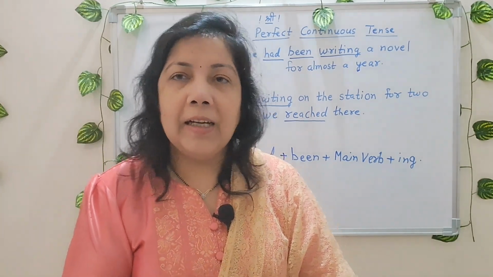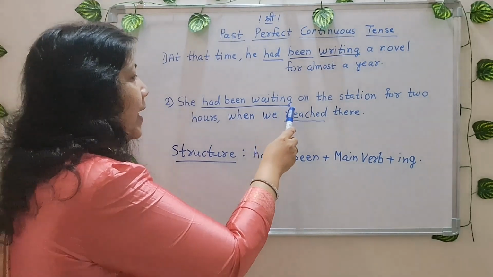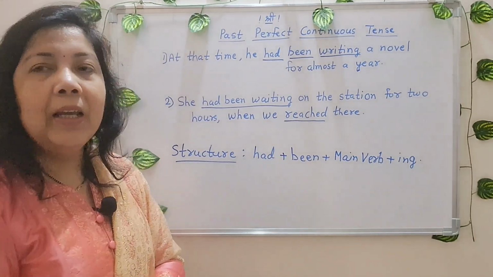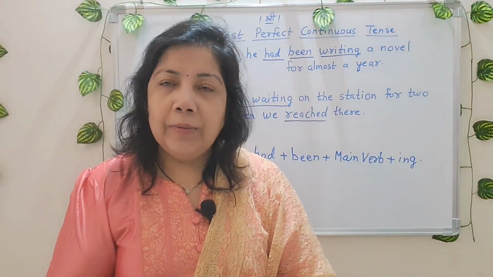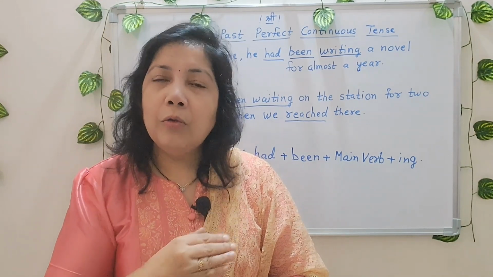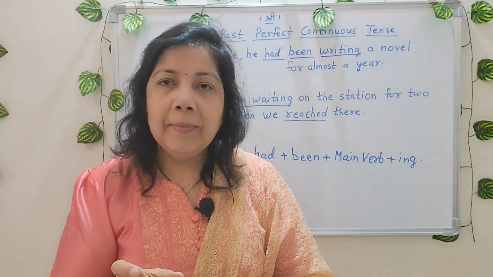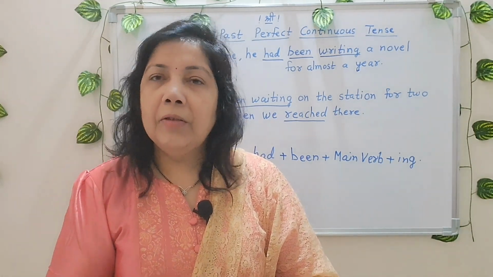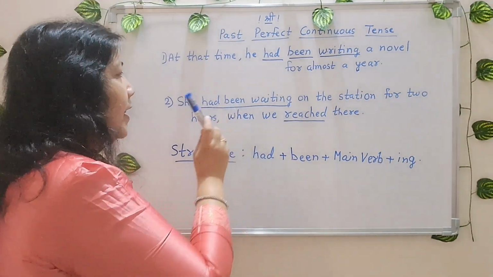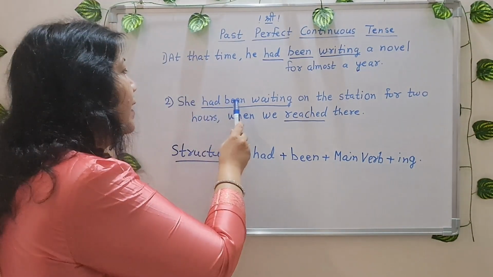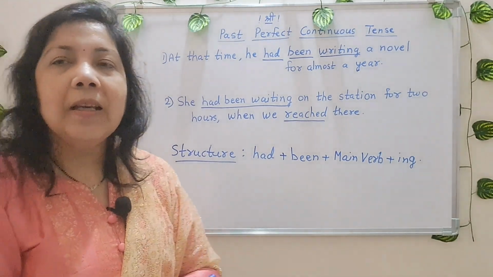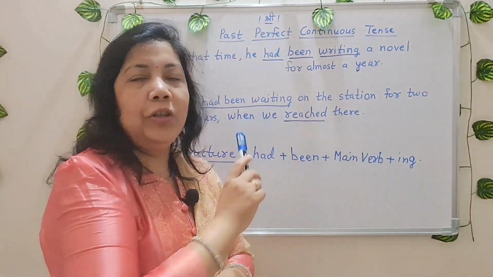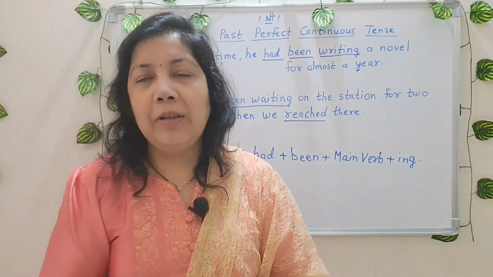Now let us read the second sentence. She had been waiting on the station for 2 hours when we reached there. She had been waiting on the station. For how much time? For 2 hours. And second part, the second clause is when we reached there. Okay. So in this first part, in the first clause, the verb is had been waiting. So it is past perfect continuous tense. Had plus been plus main verb plus ing. Wait is the main verb, ing is added to that.